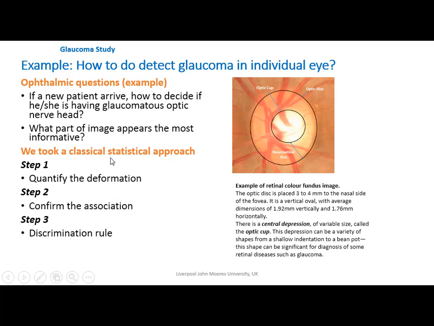And that's how we did it. We decided that we will use this to quantify the whole deformation all around the optic disc. Then we decided that as a second step, we will see whether there is an association between the deformation that we quantify and the actual disease, whether there is glaucoma or not. And then once we confirm the association, we decided we will come up with a discrimination rule. So this is just like when you saw that runner example. We first fitted the linear model. We confirmed there is an association between height and weight, and then we decided to use it also for prediction. So this is the same thing here.